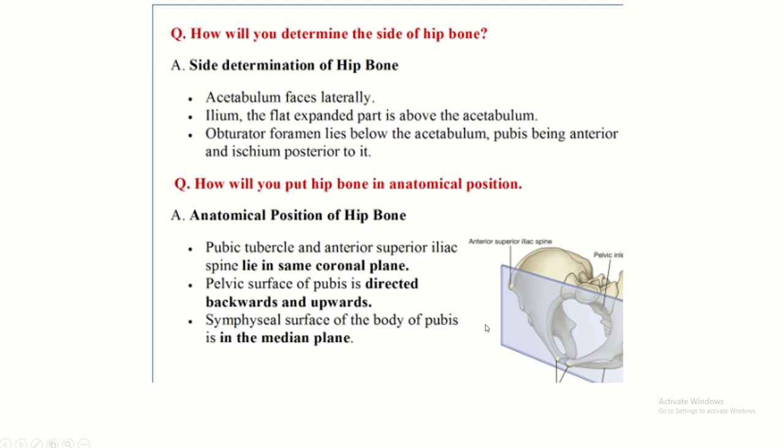The side determination of the hip bone: the acetabulum faces laterally, the ilium or flattened expanded part is above the acetabulum, and the obturator foramen lies below the acetabulum, with the pubis being anterior and the ischium posterior.